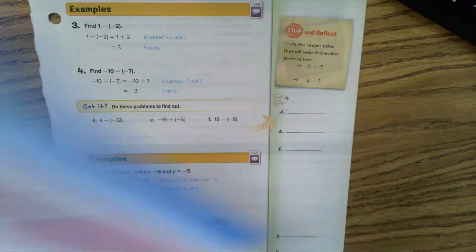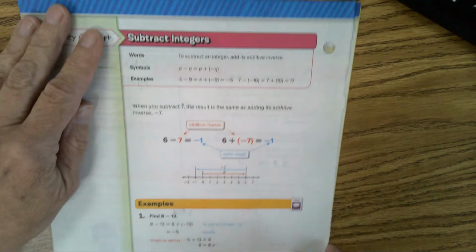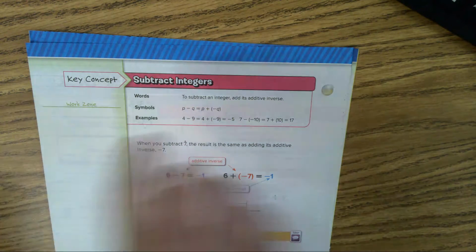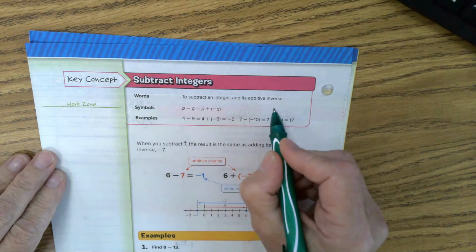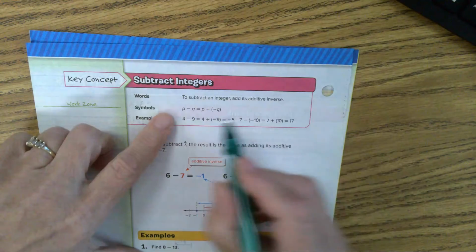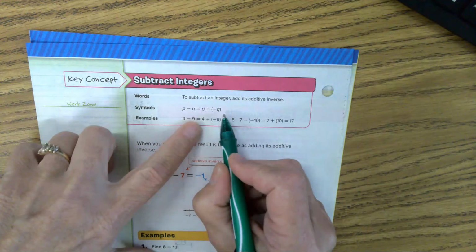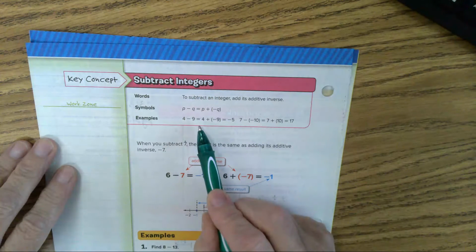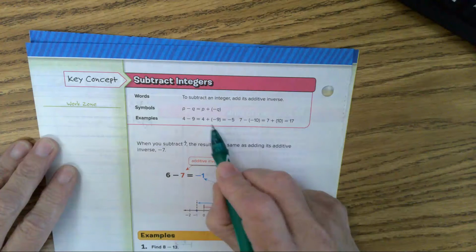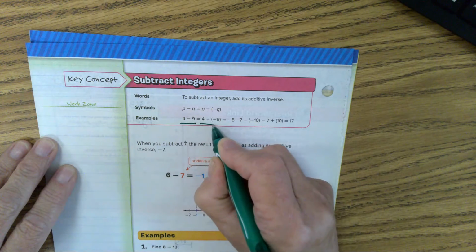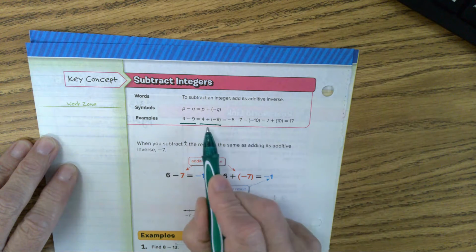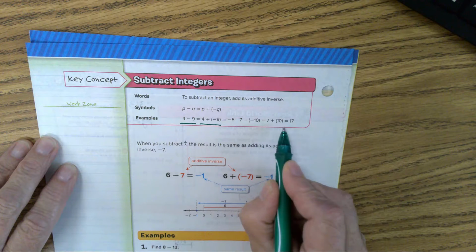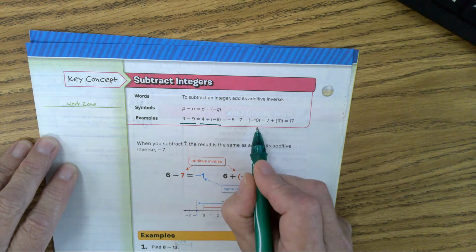Page 216. What do you do when you subtract integers? All right, it says to subtract integers, add its additive inverse. When you subtract integers, you change it to an addition, taking its additive inverse. P minus Q equals P plus a negative Q. That's the additive inverse of Q. Now, 4 minus 9 equals 4 plus negative 9. So we've rewritten it. There's the subtraction. You rewrite it as an addition problem. So you have a negative 5. Both of these will give you the answer, a negative 5. 7 minus a negative 10 equals 7 plus 10. Add the opposite. Add the additive inverse.